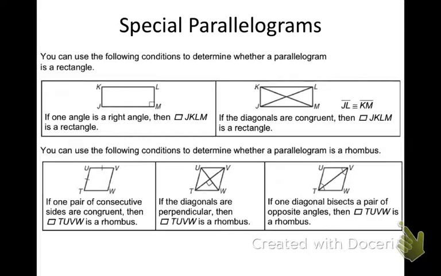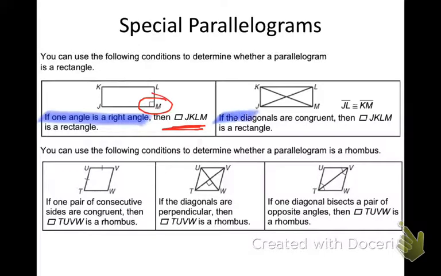The first one here is how to determine whether a parallelogram is a rectangle. Now, these only are true if you know the shape is a parallelogram first. You have to know the shape's a parallelogram first, and then these different conditions meet the special requirements. So, for example, if one angle is a right angle, then it would be a rectangle. So if you look there, I know it's a parallelogram. If it's a right angle, then it has to be a rectangle.